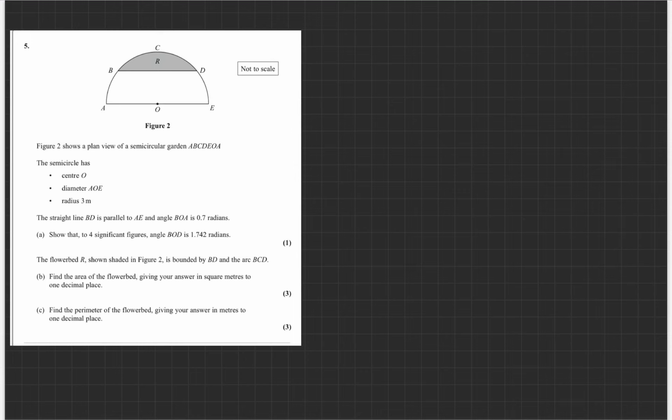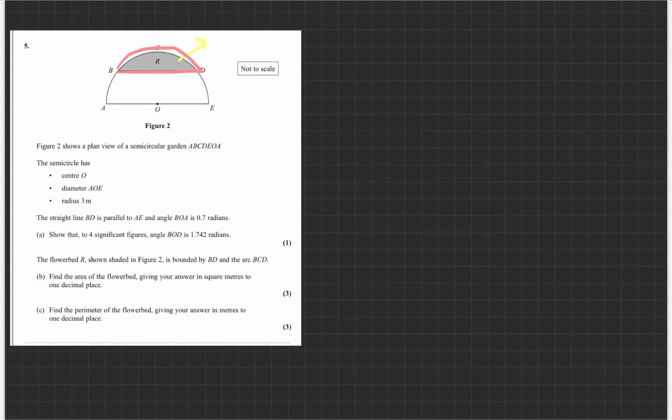So part B introduces us to the flower bed R. This is our flower bed, and it's bounded by BD and the arc BCD. Now our objective here is to find the area of the flower bed, giving your answer in square meters to 1 decimal place.